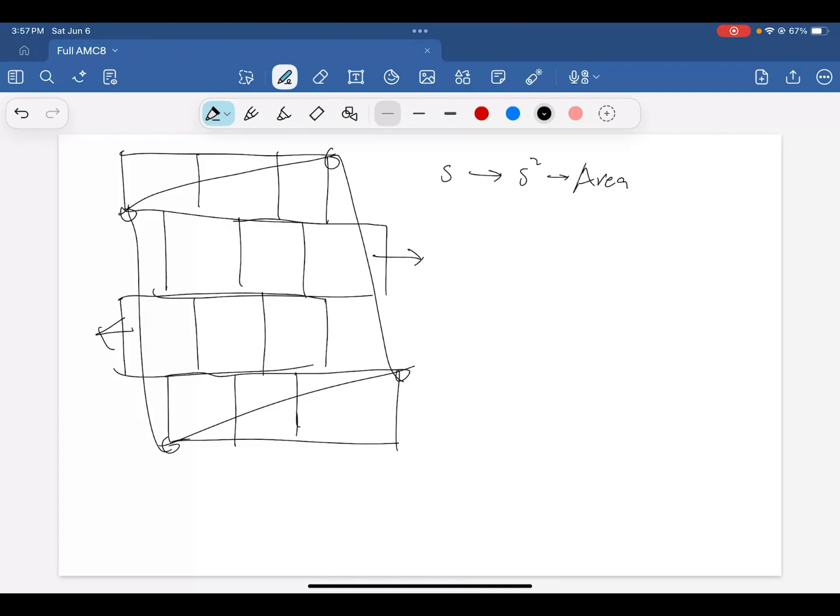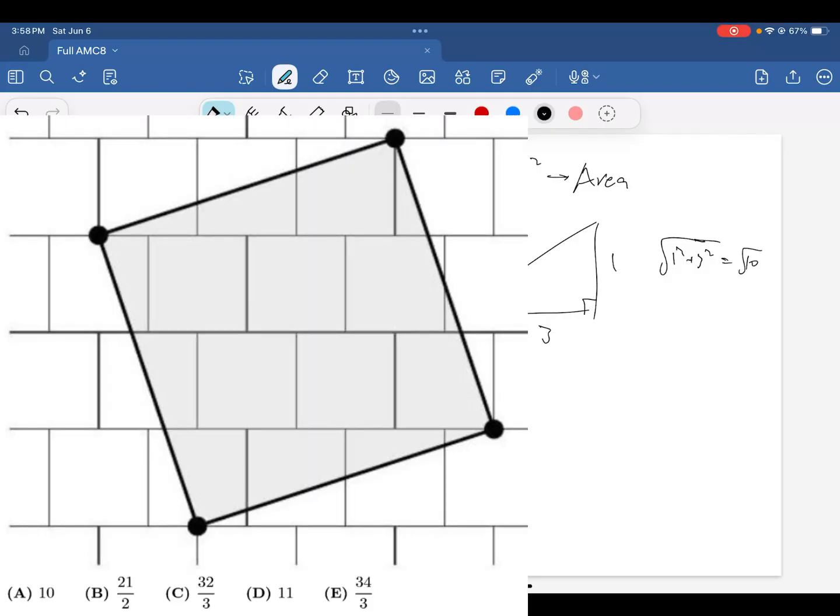So we can just look at this right triangle here. This is a right triangle with legs 3 and 1 because these are unit squares. So the Pythagorean theorem tells us that the hypotenuse is the square root of 1 squared plus 3 squared, which equals the square root of 10. So the area is this squared, which is 10. So the answer is A, 10.